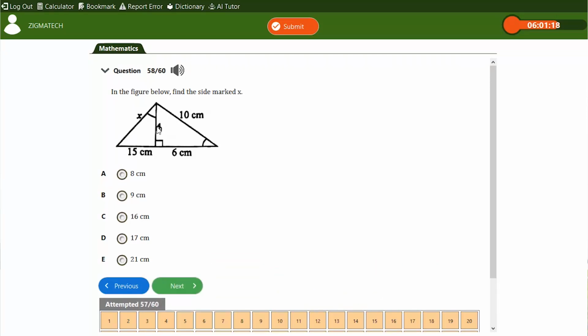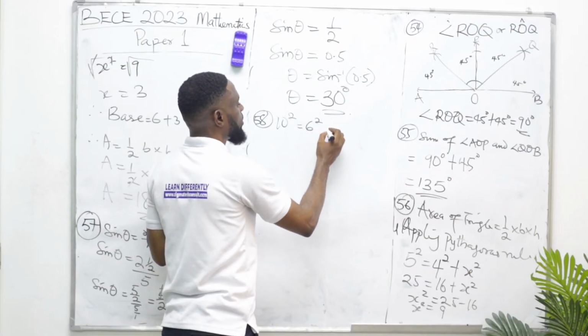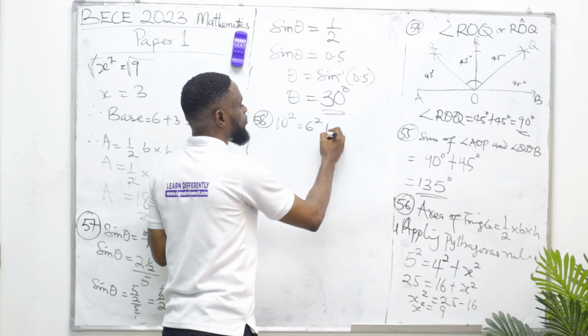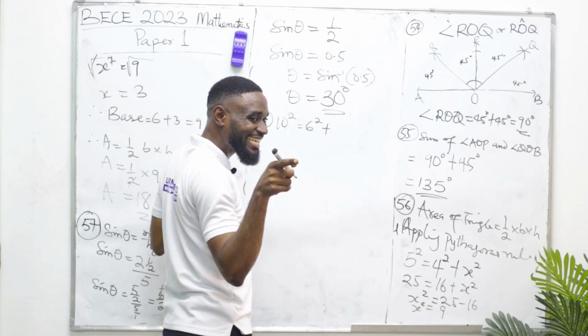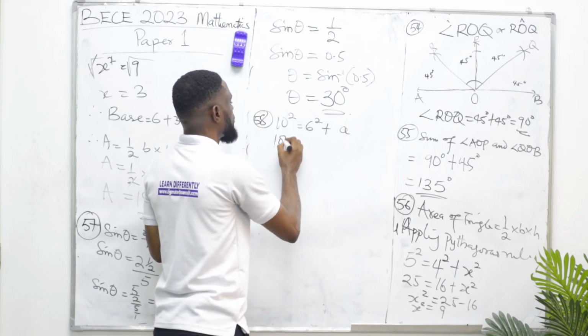Let's find out if this is really 8 cm. Let's find this side by doing here and here, right? So 10 square, that is the bigger right angle triangle I'm talking about, is equal to 6 square plus that side we don't know whether it is 8. That's what I'm looking for. So let's just call it A, right? So 10 square is 100.